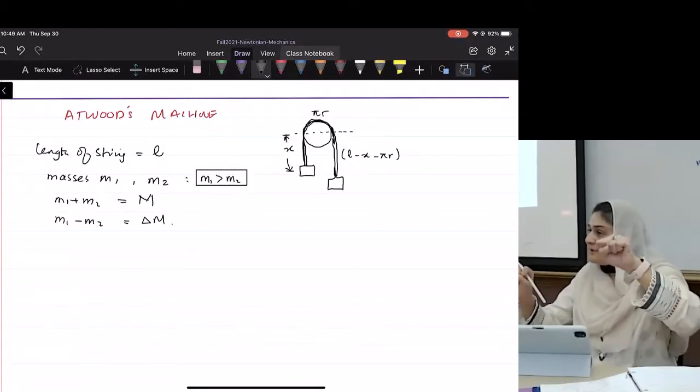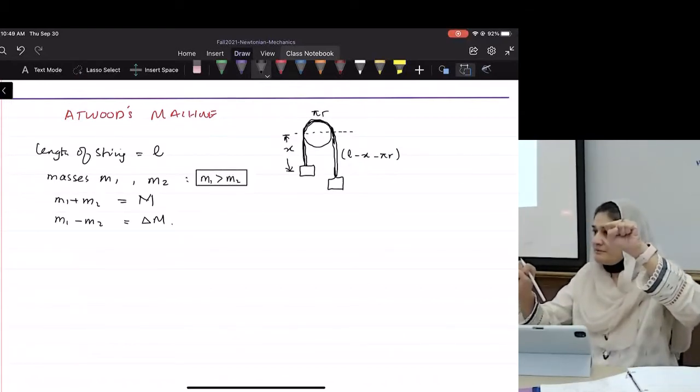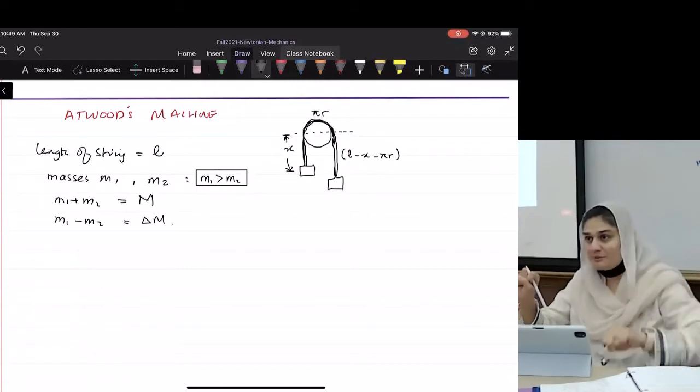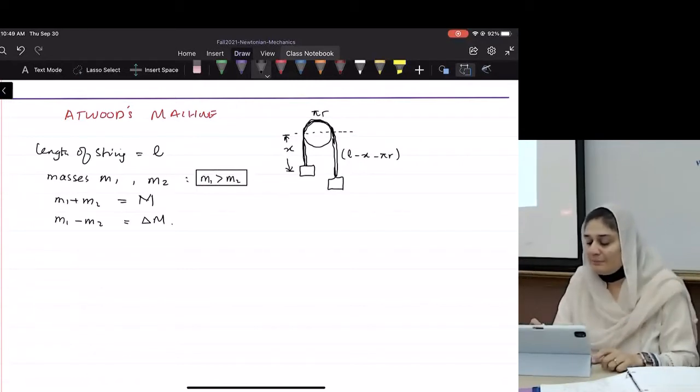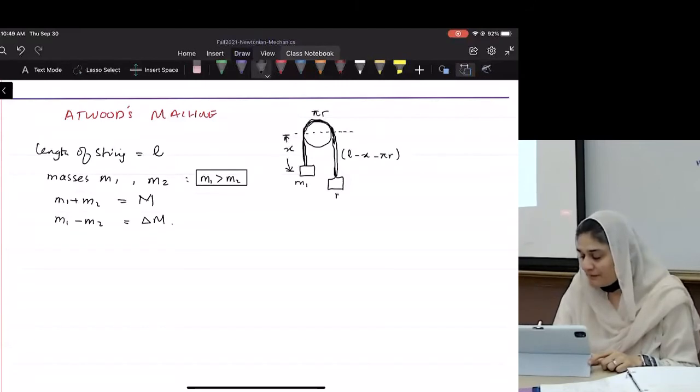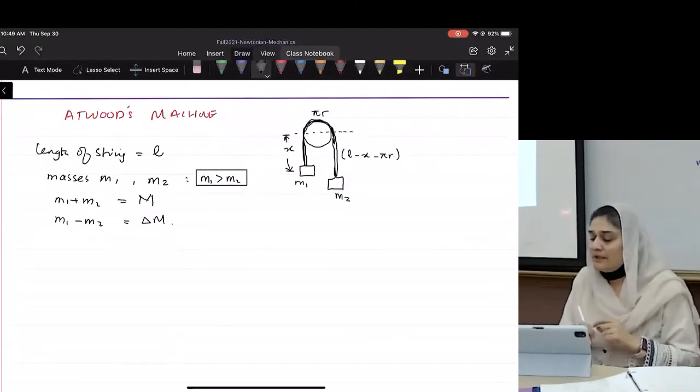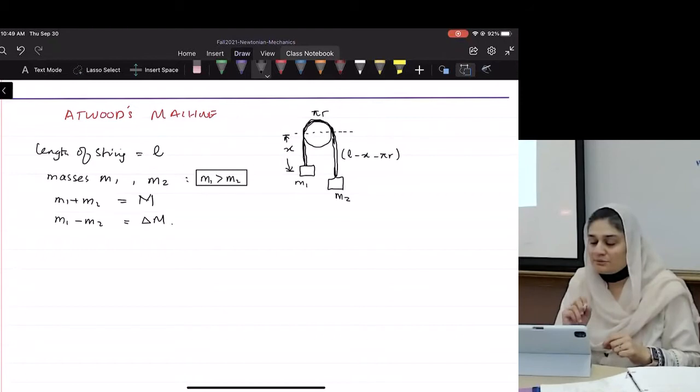So what will this pulley do? It will go which way? Towards M1, right? M1 will come down. Which one's M1? That one's M1. And this one is M2. Okay, now we are going to start Newton's method.